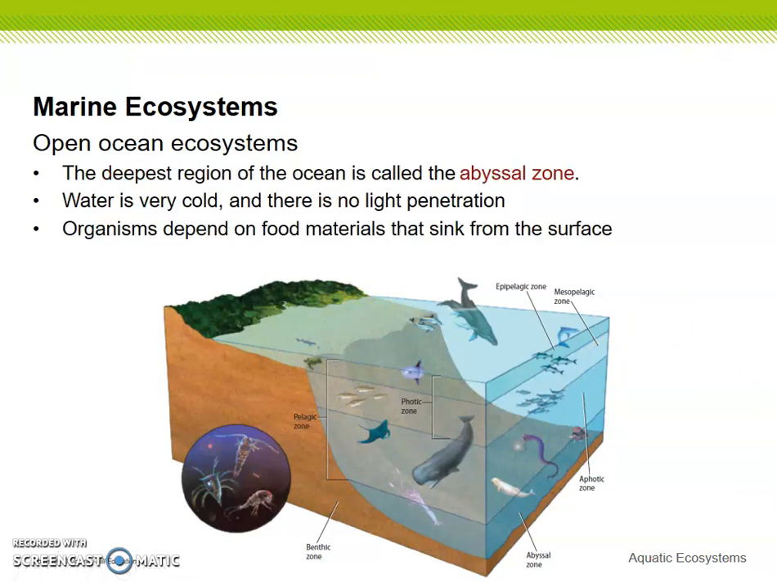The deepest region of the ocean is called the abyssal zone. The water is very cold, and there is absolutely no light penetration. Organisms depend on food material that sinks from the surface. So they wait for organisms up above them in the water to die, and then it just slowly sinks to the bottom, where it is then consumed by organisms living in the abyssal zone.